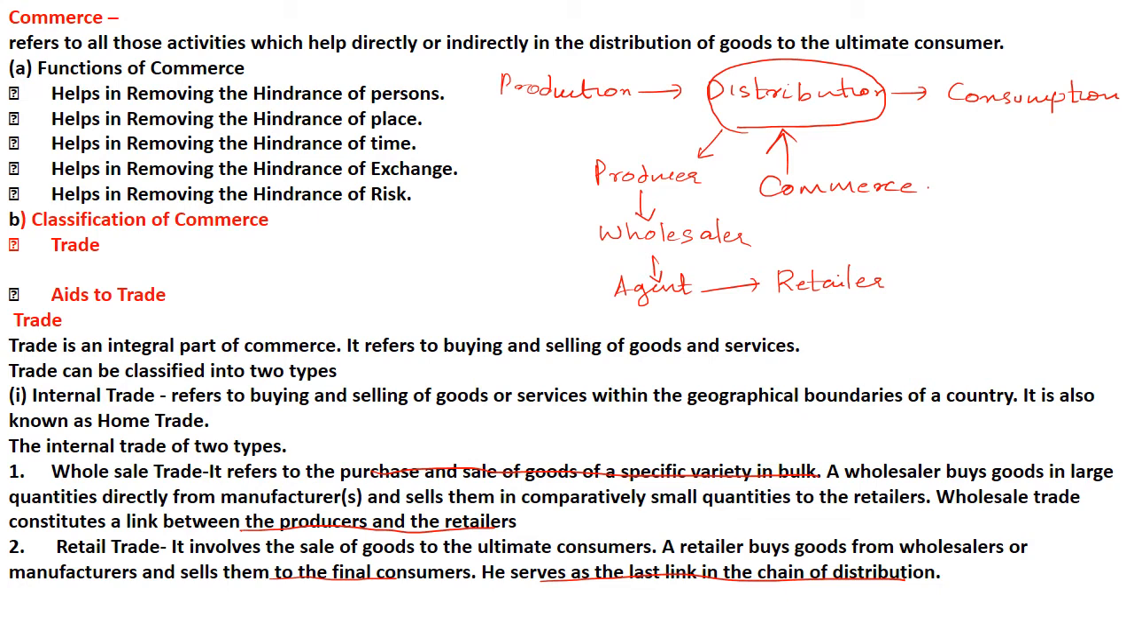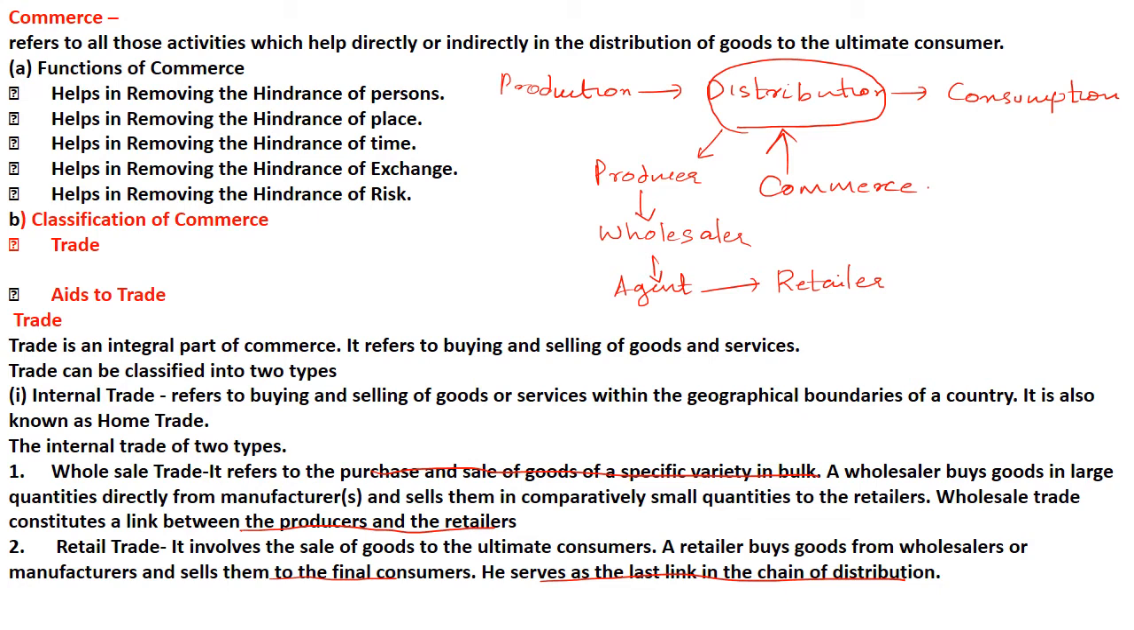Okay, so the wholesale trade means the purchase and sale of goods of a specific variety in bulk. So that is known as wholesaler. So wholesale trade is a link between producers and the retailers. Okay, next is retail trade.